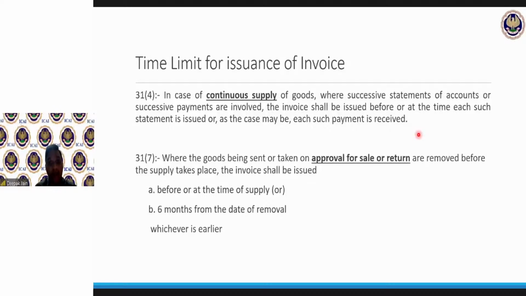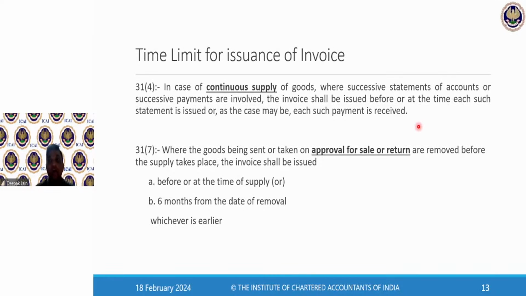Dish, gas supply, electricity supply, all of that. Even in the case of gas supply, pipelines are directly connected. As and when my consumption happens, monthly I'll get a statement. So all of those are examples of continuous supply. When the statement is issued, the invoice should be raised before that, or when a fixed payment is made, before payment, the invoice should be issued.